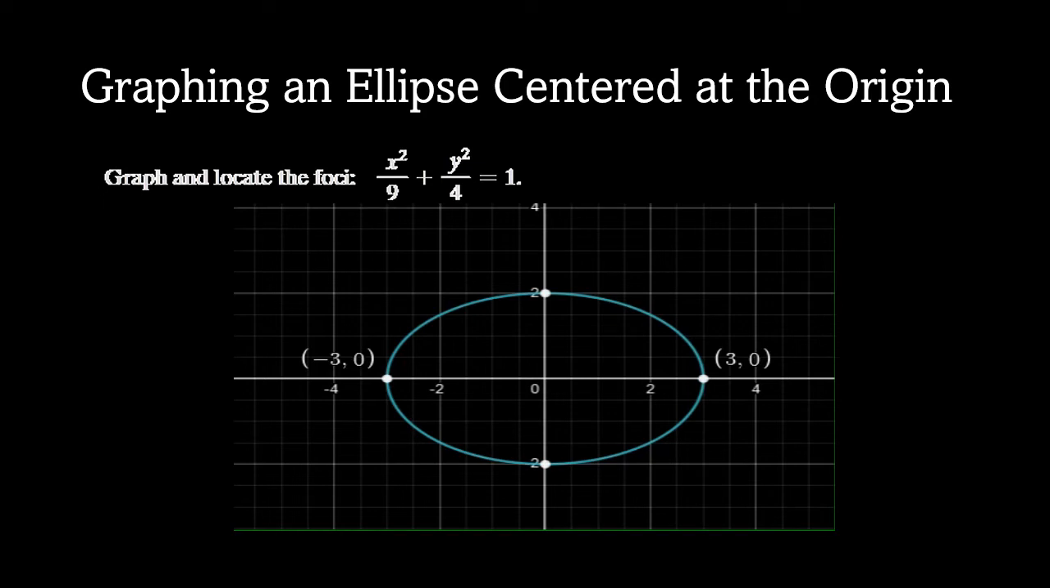Now for the foci, we know that c squared equals a squared minus b squared. The foci here are on the x-axis because we have a horizontal ellipse, because the quantity under x squared is greater than the quantity under y squared. So my vertices are going to be on the x-axis and my foci are going to be on the x-axis.